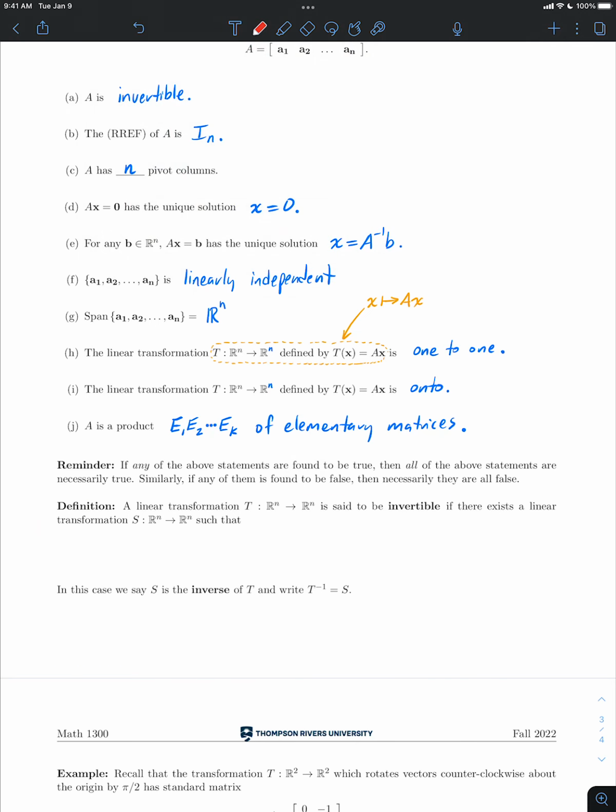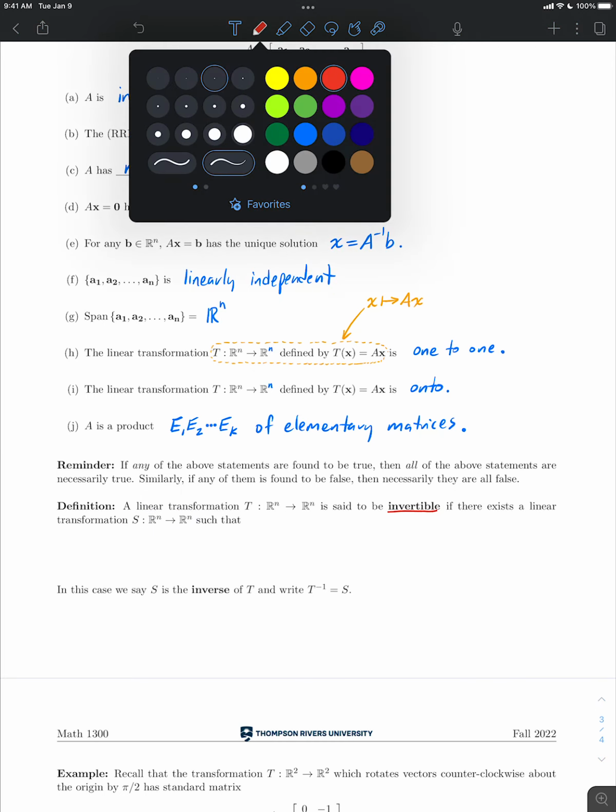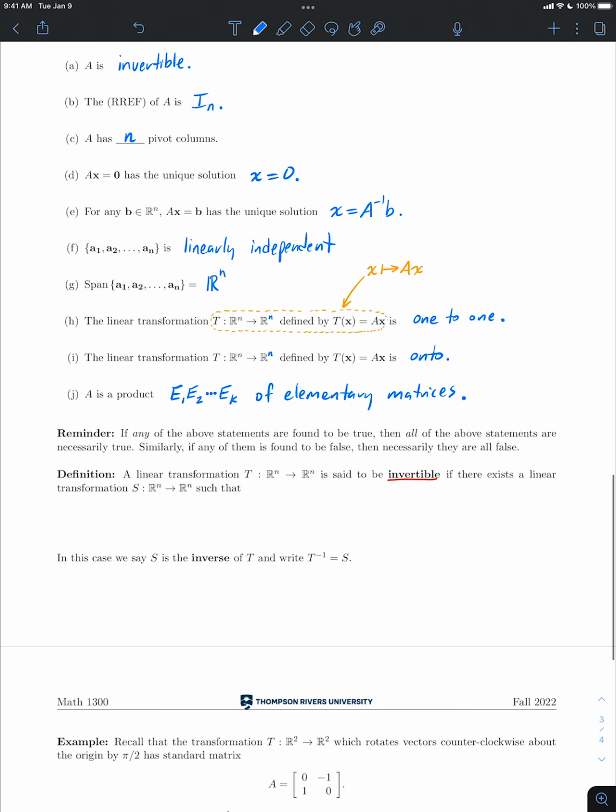So if you have a linear transformation T from Rn to Rn, we say that that transformation is invertible if the following is true. If there exists some other linear transformation from Rn to Rn, we're calling it S, you can call it whatever you like, but just for the purpose of stating this definition, we need to call it something, right? So there's some other transformation, call it S, that admits the following two properties. First of all, if we compose T with S in the following fashion.